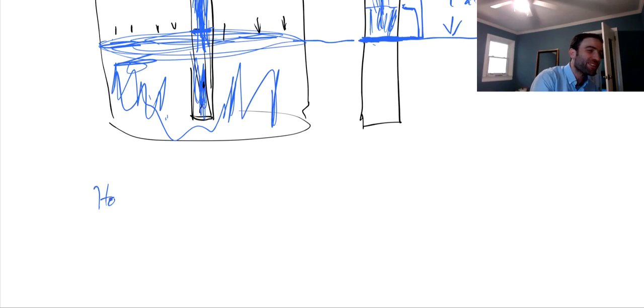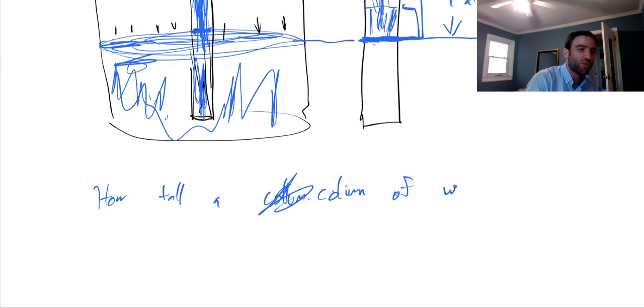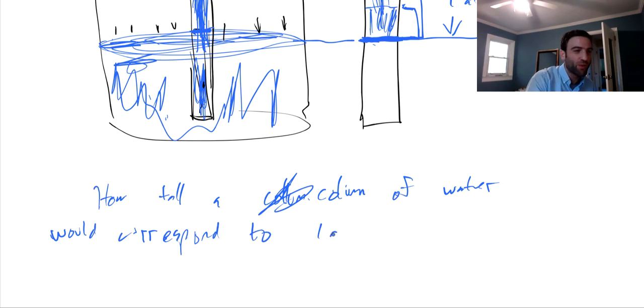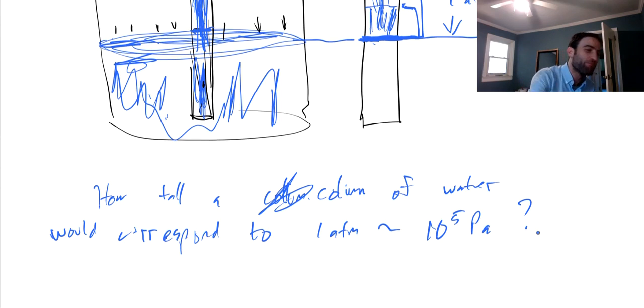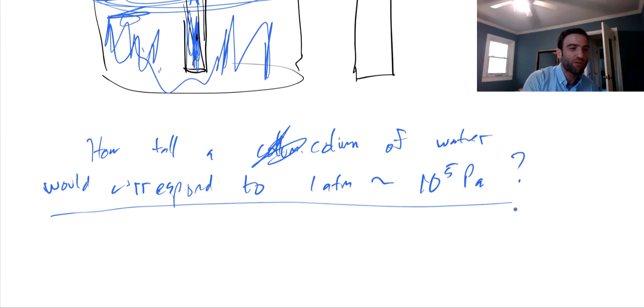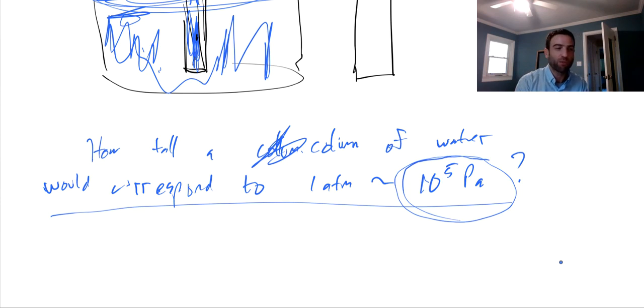So how tall a column of water would correspond to 1 atmosphere of pressure, which is about 10 to the 5 pascals? This would set the biggest straw you could possibly use and still be able to drink out of. Maybe pause the video for a sec and figure out, if this is the target pressure we're trying to think about from a column of water, how tall a column will that be?